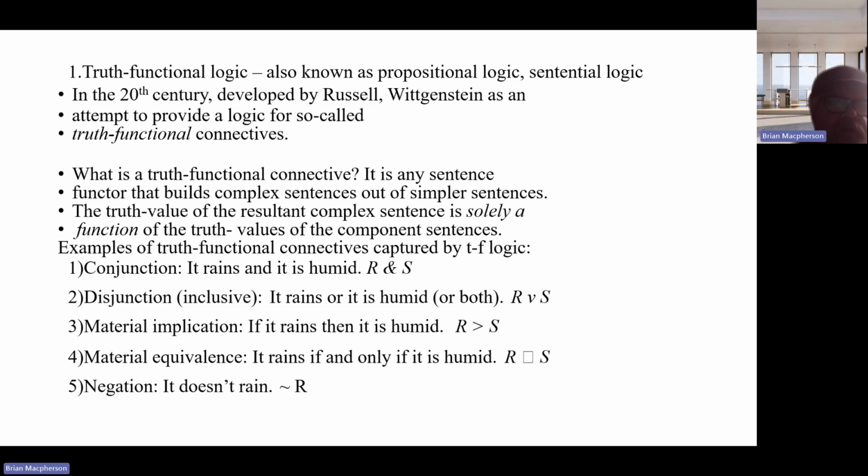So first of all, let's look at what is called truth functional logic. As I say here in the slide, truth functional logic, also known as propositional logic or sentential logic, was developed in the 20th century, my apologies, by Russell and Wittgenstein as an attempt to provide a logic for what they called truth functional connectives. I'll define that in a minute.